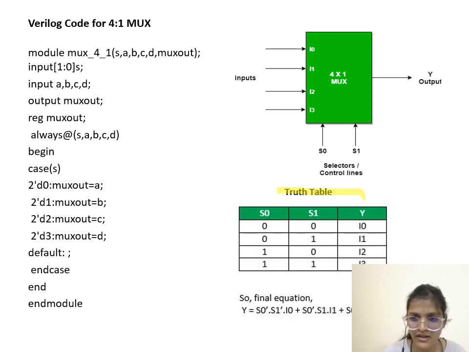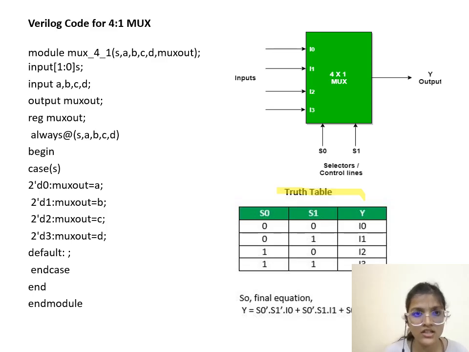As we can see, whenever the S0 and S1 value is set to 0 0, the output selected is I0, and when the selection line is 0 1, it is I1, for 1 0 it's I2, and for 1 1 it is I3.